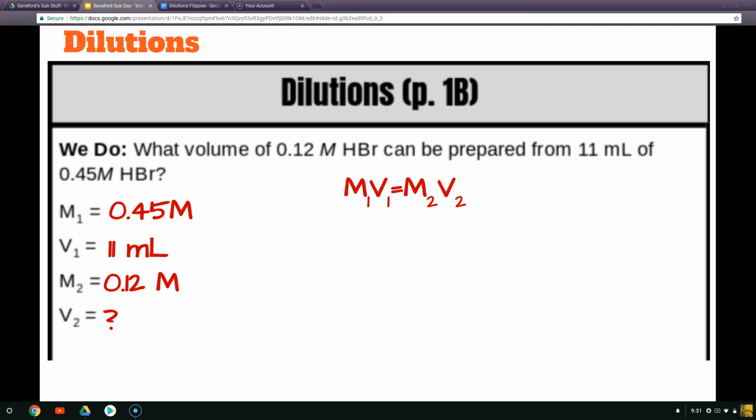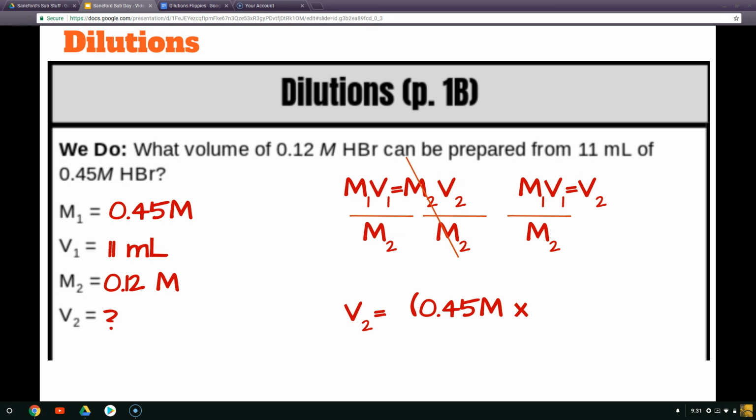So use our same formula, M1V1 equals M2V2. This time we're trying to find V2. So let's get rid of M2 on both sides. Divide by M2 on both sides. Cross out M2 on the right. V2 is going to be M1V1 over M2. Let's plug in what we know.